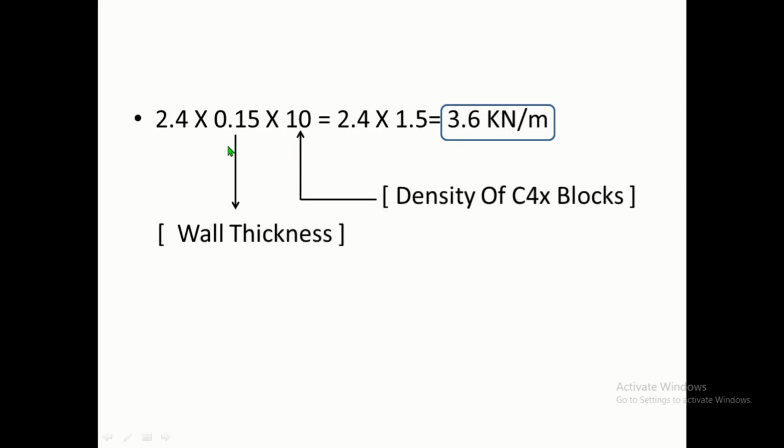In earlier days, the wall thickness used to be 230 mm for the outside wall and 150 mm for the inside wall. Nowadays it has changed to 150 mm for the outside wall and 110 mm for the inside wall. And the density of C4X blocks: these blocks have a density nearly half that of bricks. For bricks it is 20 kilonewton per meter cube. These C4X blocks reduce the dead load of the structure and also provide good strength. Therefore the density of C4X blocks is 10.